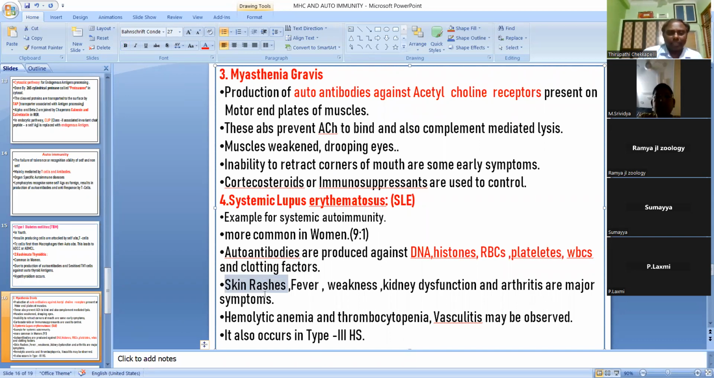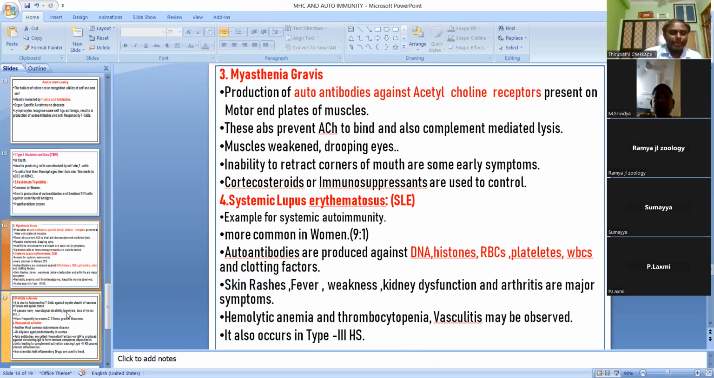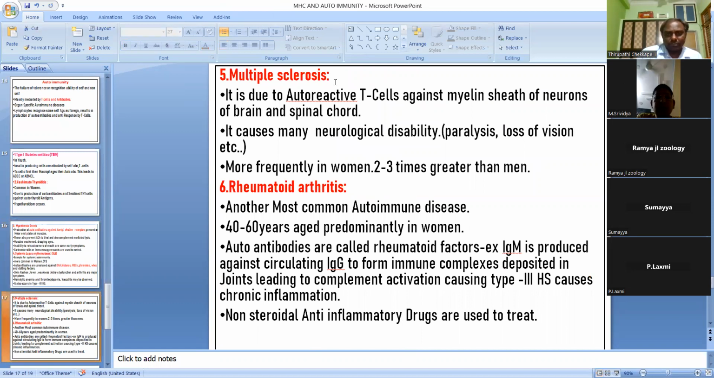Right, so then multiple sclerosis. Actually, this name is a little bit confusing. It is due to autoreactive T cells against the myelin sheath of neurons.